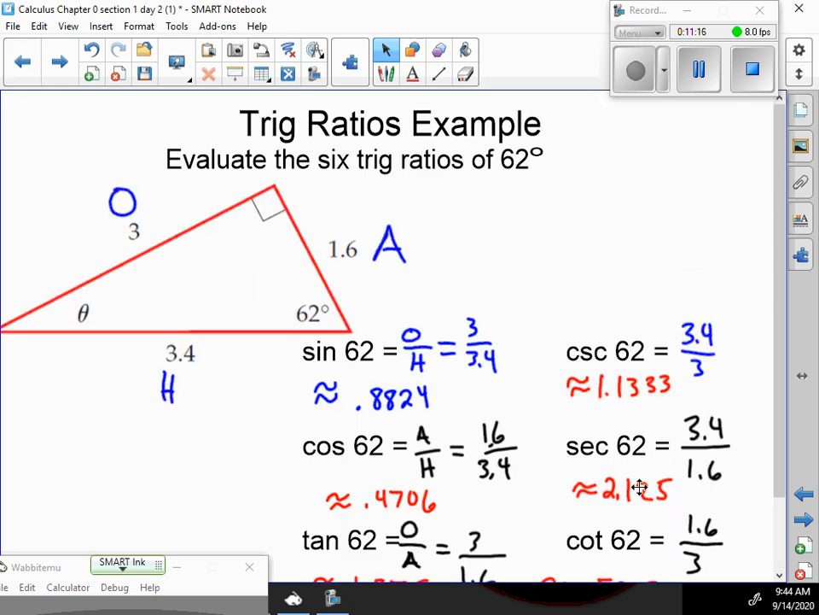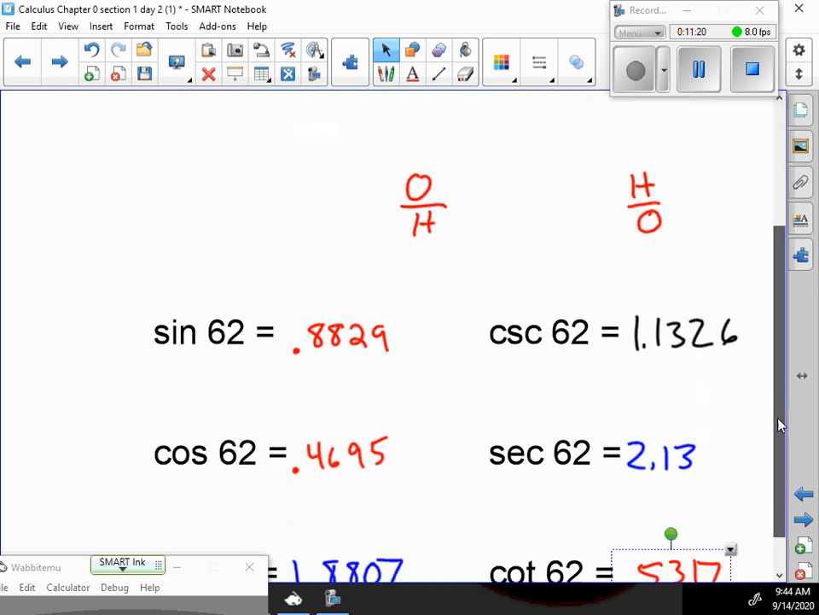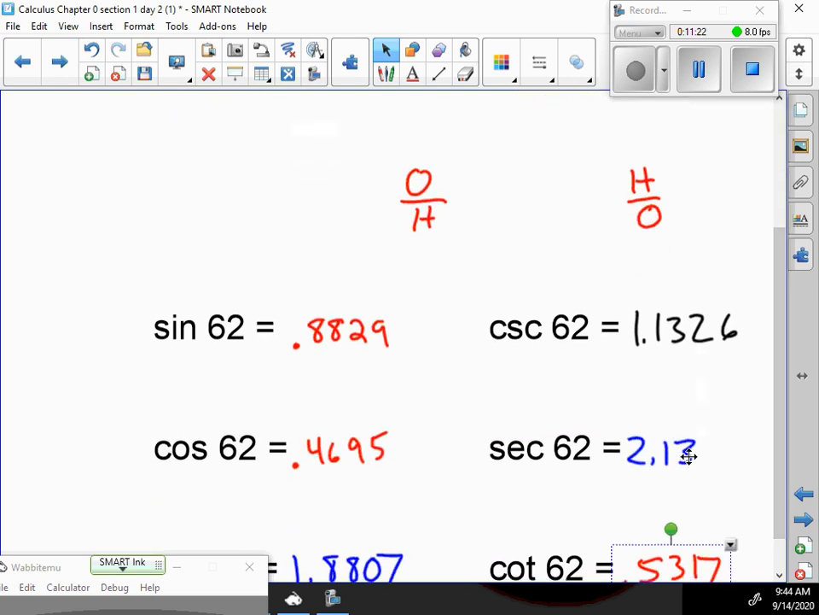Look at the secant, 2.125, and this one is 2.13. That's 5/1000ths off. So it's not all that big of a difference when we look at it. It can mostly be attributed to probably rounding off within our actual triangle in the beginning.